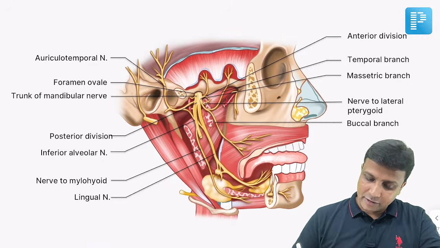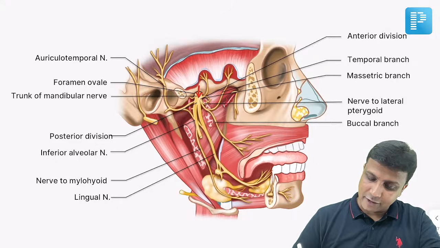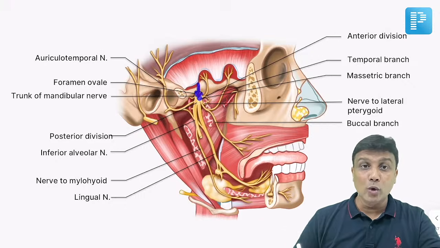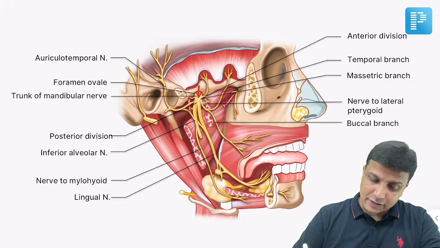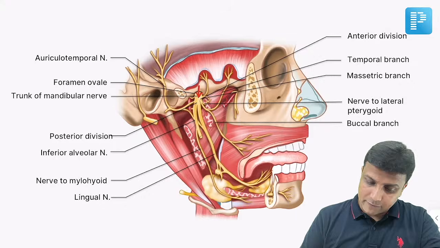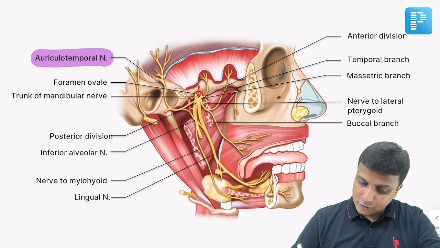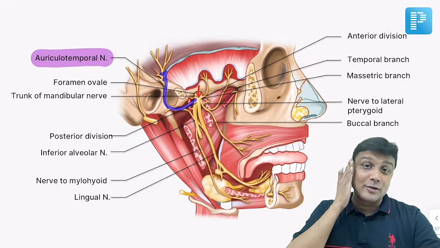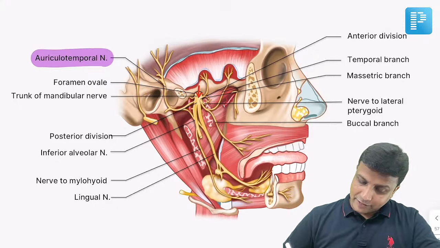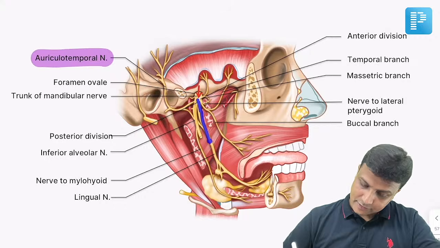Now in this diagram, here is your trunk of the mandibular nerve. It is divided into two divisions, that is your anterior division and the posterior division. The posterior division will give rise to 3 branches. Number 1, this one here will be the auriculotemporal nerve, guys. It will be going behind like this, and I told you very clearly what it is going to supply. Apart from that, number 2, this branch here will be the lingual nerve, guys.